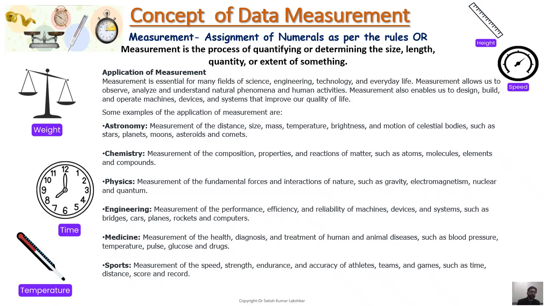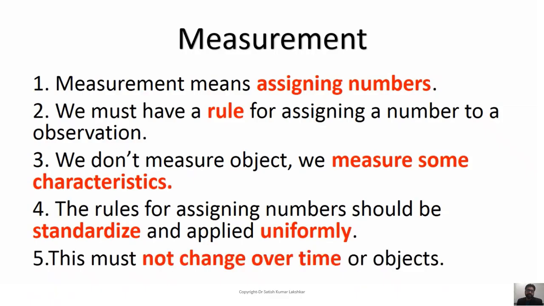Now, if you talk about weight, time, temperature, all these instruments, why do we use them? We use them to measure something, we measure some data. Now, as I mentioned, let me quickly summarize the meaning of measurement. Measurement means assigning numbers. We must have a rule also. Before assigning a number to any observation, we must formulate some rule.